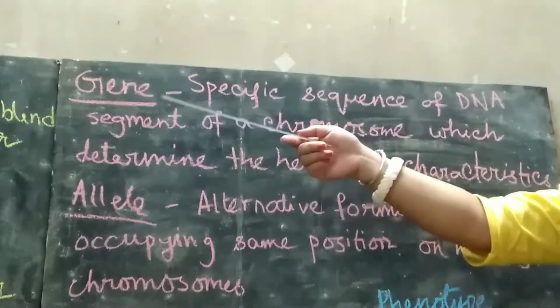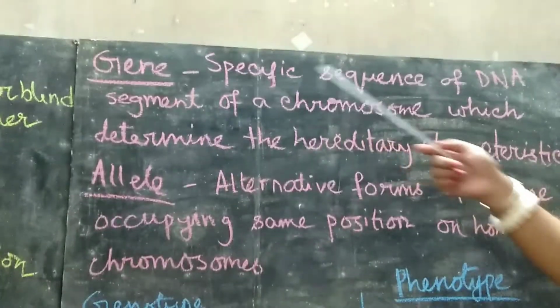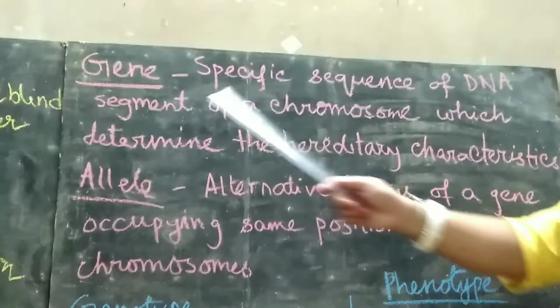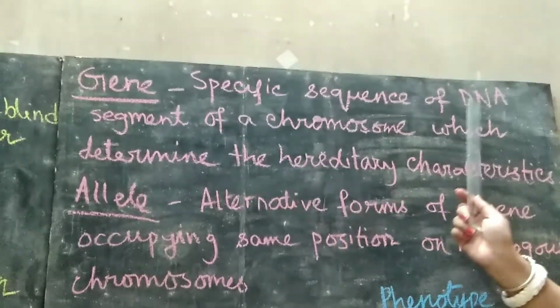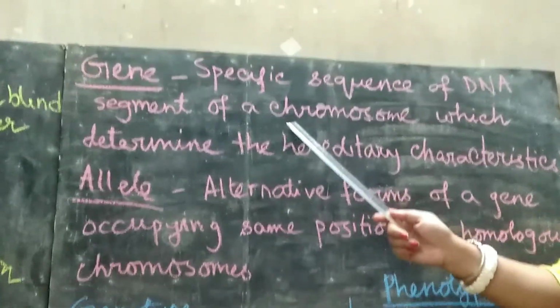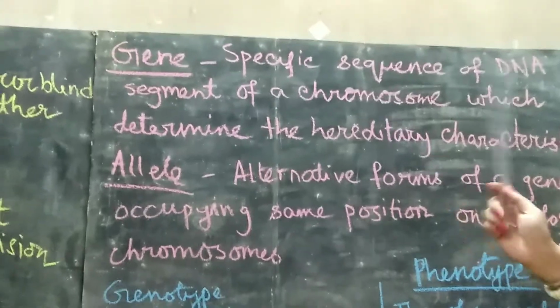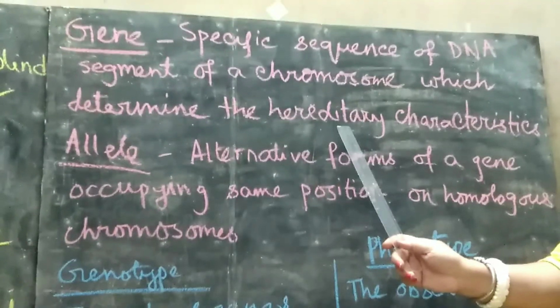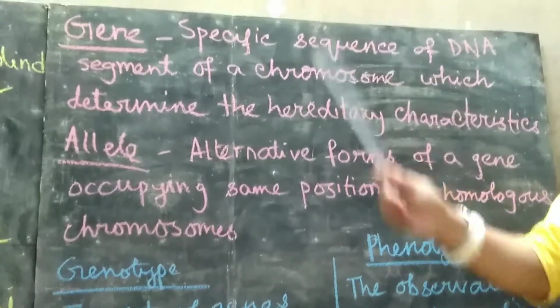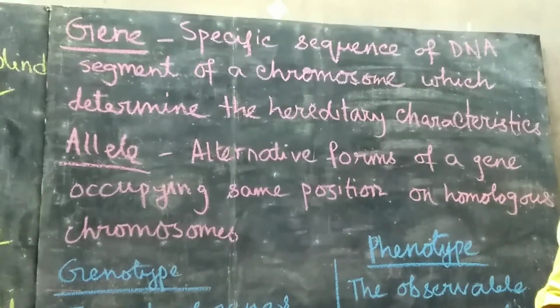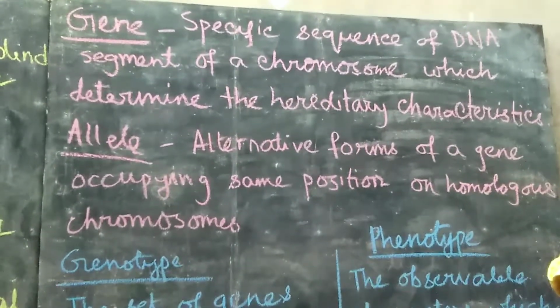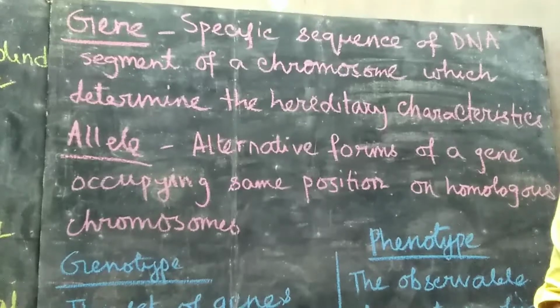Start writing from gene. Gene is the specific sequence of DNA segment. So it is a part of DNA segment located on the chromosome, which determines the hereditary characters. So genes are the specific sequence of DNA present on the chromosome which determines the hereditary characters.